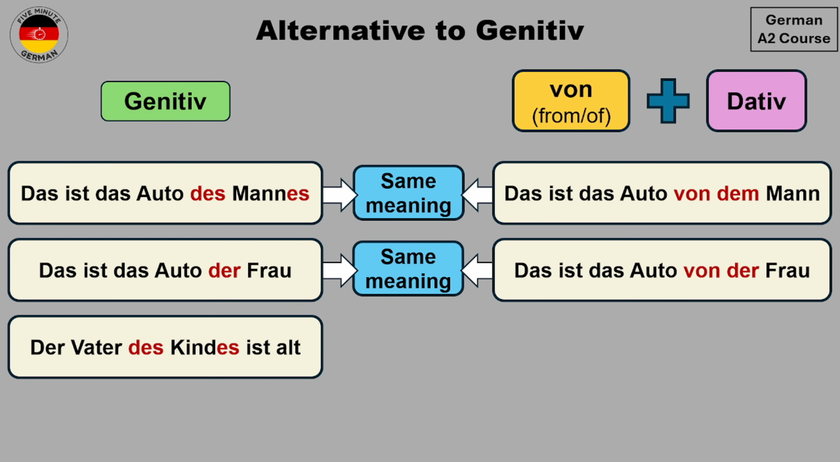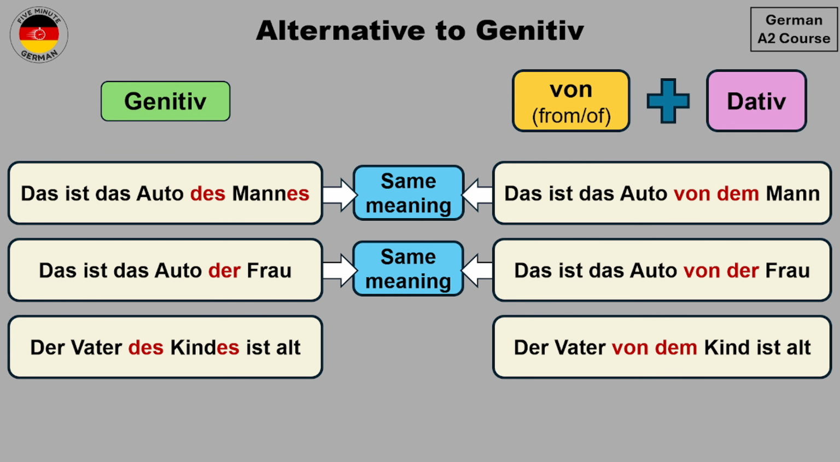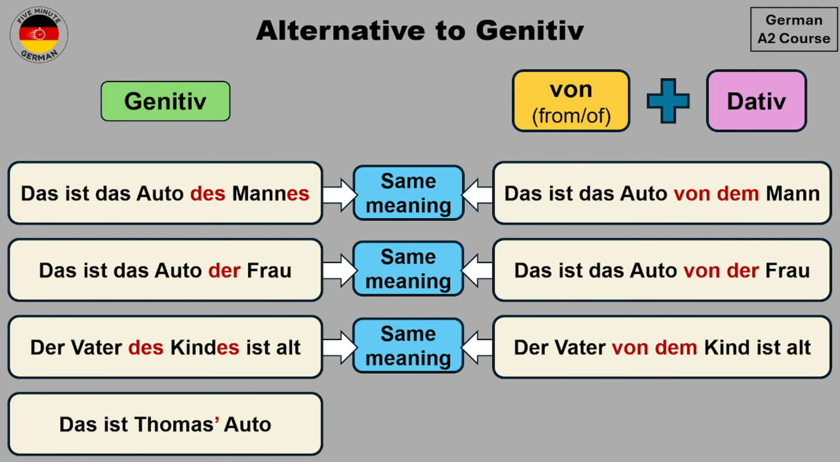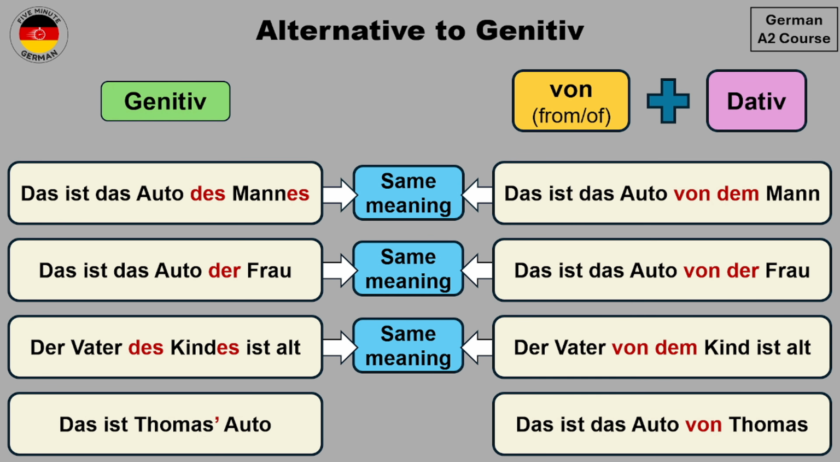Another example can be Der Vater des Kindes ist alt. The father of the child is old. And this can be written with von as Der Vater von dem Kind ist alt, which also has the same meaning. And a sentence with the name which we saw was Das ist Thomas Auto. This can be written with von as Das ist das Auto von Thomas. And both of them also have the same meaning.